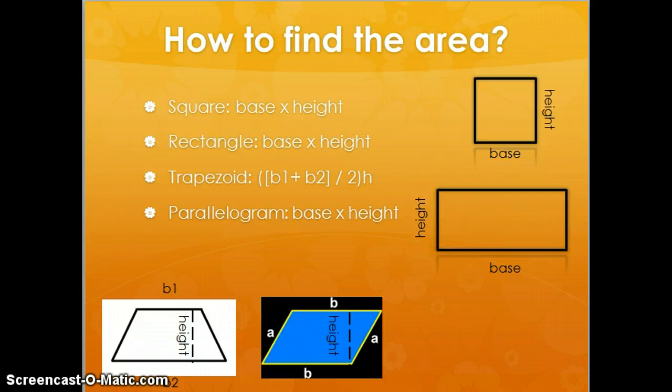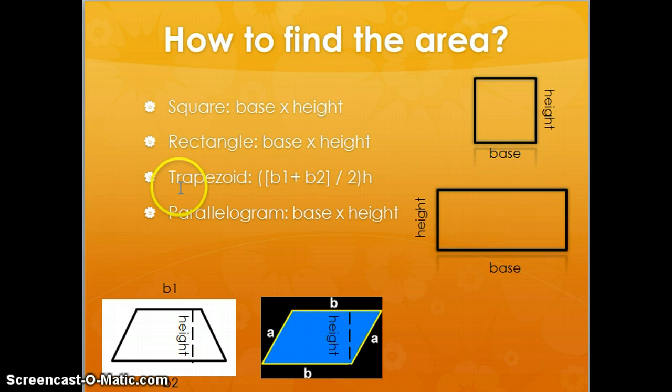So how do you actually find the area? For a square, it is base times height. And for a rectangle, it's also base times height. And actually in a square, because every side is an equal length, you could take one number and then square it because all sides are the same. So we could probably throw something in about that.